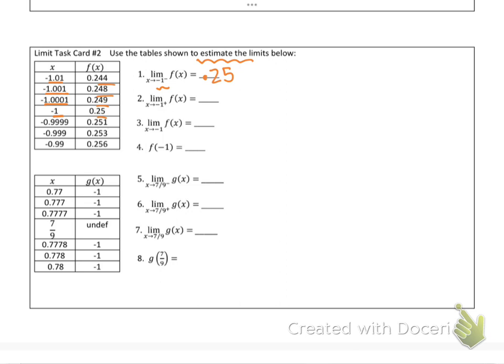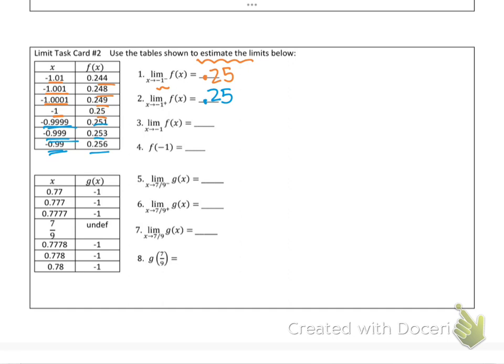Coming the other direction in the table, let me change colors here. Looking at these x values, now moving up the table, we're approaching -1 from the right-hand side. And as we approach -1 from the right-hand side, these y values look like they're getting close to 0.25. We're just estimating. We're using the best information that's available to us.